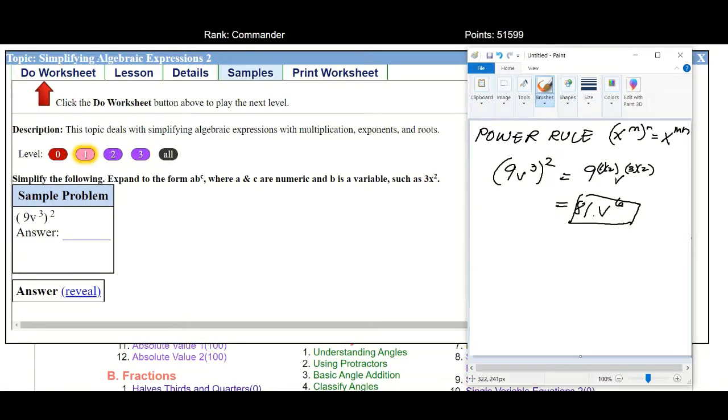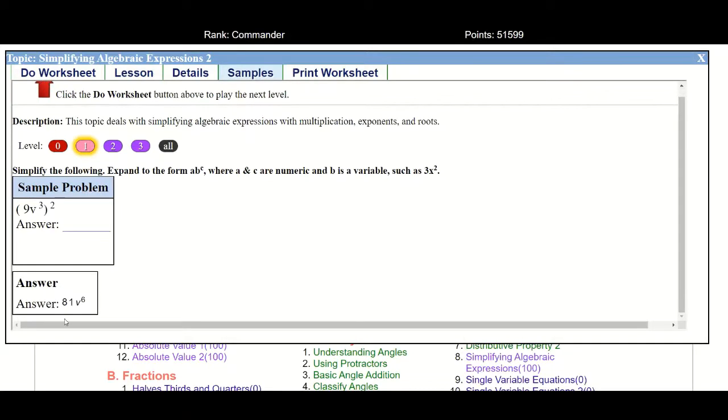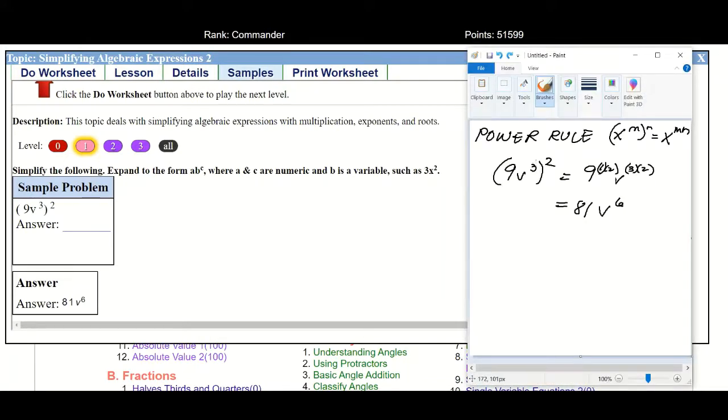So, sige. Tingnan nga natin kung tama yung ating sagot. Reveal. Ayan. 81v to the 6th power. Ulitin natin saan galing yung 6. Minultiply na lang po yung 3 at saka 2. Again, gagawin lang siya kapag yung isang exponent natin, ang base niya ay yung kabuuan ng ating monomial.